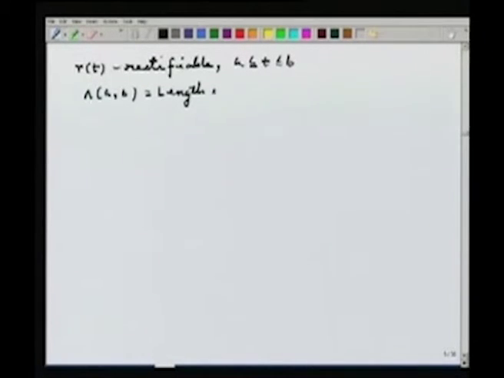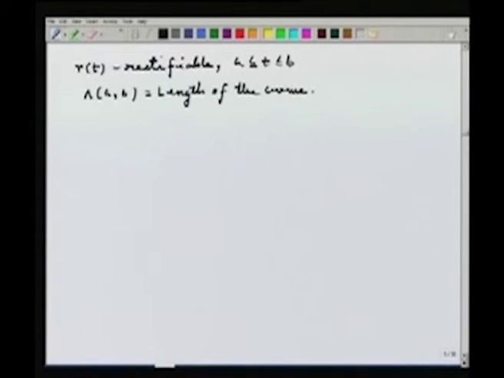Now, let r(t) be a rectifiable curve. In that case, if the parameter varies on the interval [a, b], I can define lambda AB as the length of the curve, which we can define since the curve is rectifiable.